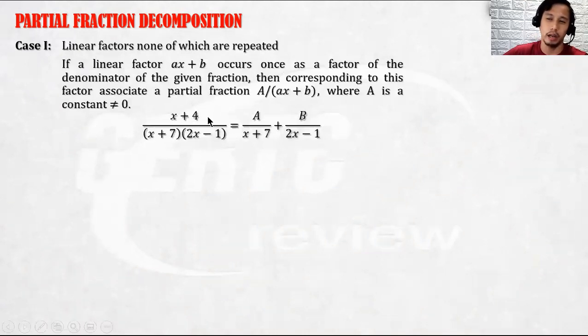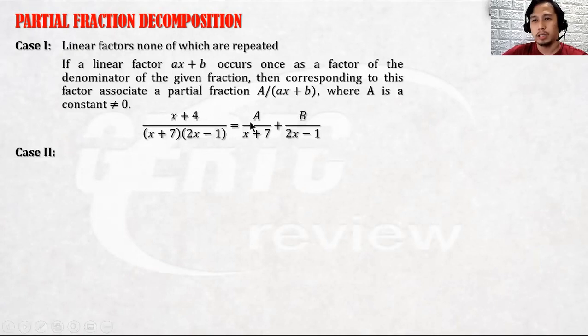For example, this one. If we have x plus 4 over x plus 7 times 2x minus 1, as we see, these are linear binomials. They are linear, there is no square. The degree is 1. So we can write that into these partial fractions: A over x plus 7 plus B over 2x minus 1. And the mission here is to determine the corresponding numerators of these partial fractions, A and B. Well, I'll give an example later. Let me just discuss first.